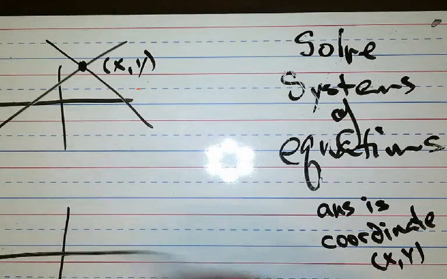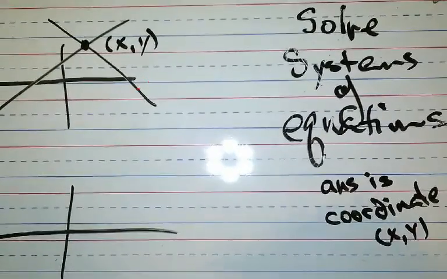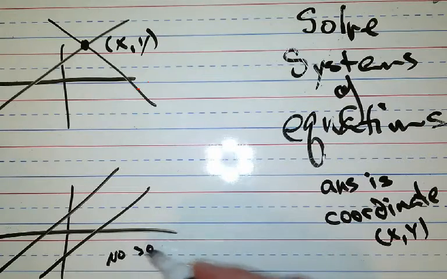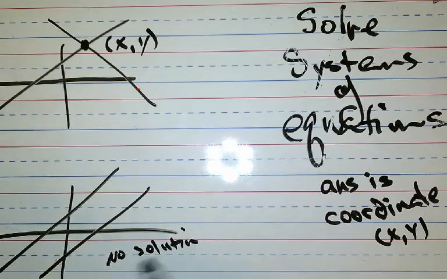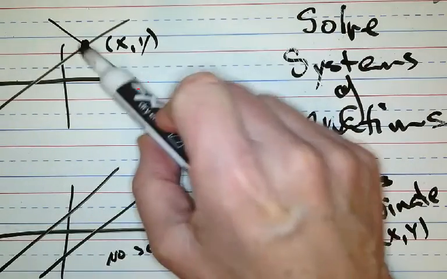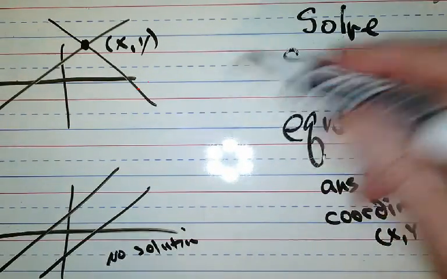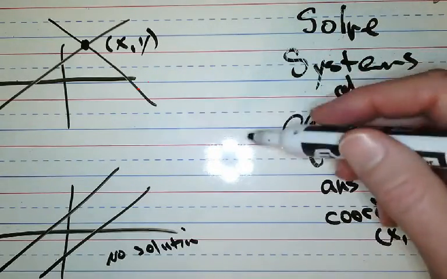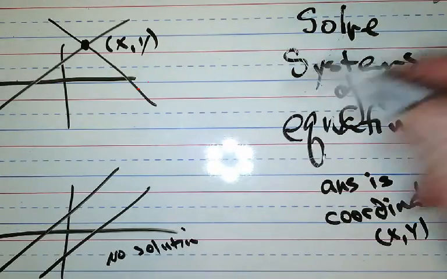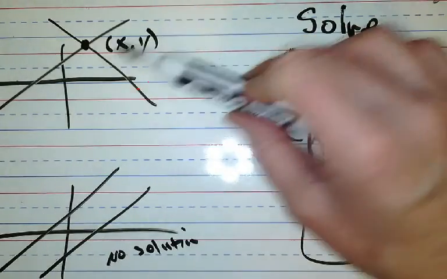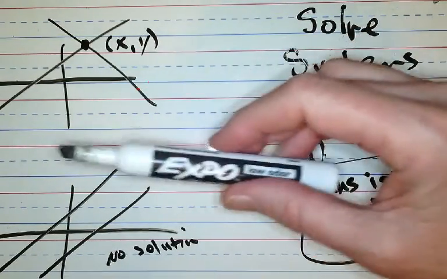So that means, obviously, if they don't cross, if they're parallel lines, then there's no solution, because the only time we have an answer is if the lines cross. Now, we can have parabolas with lines crossing or circles with lines crossing. We'll get to that later this week. But right now, we're just finding the place where two lines cross.